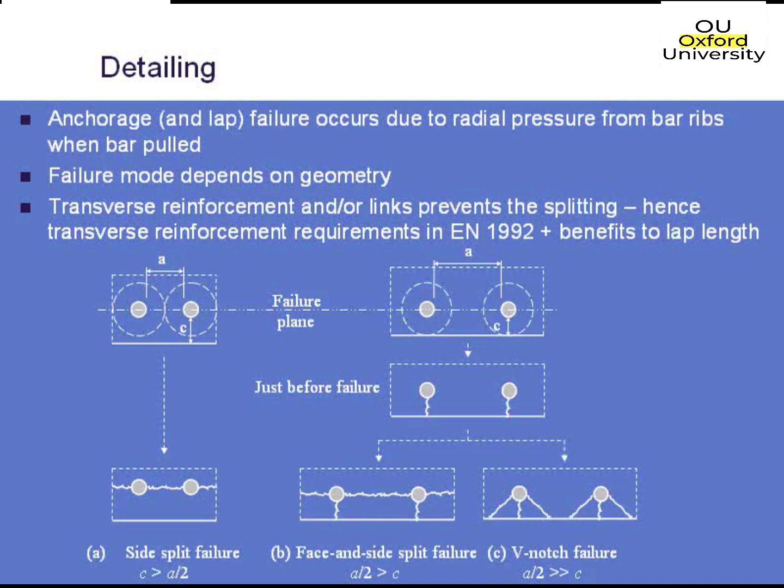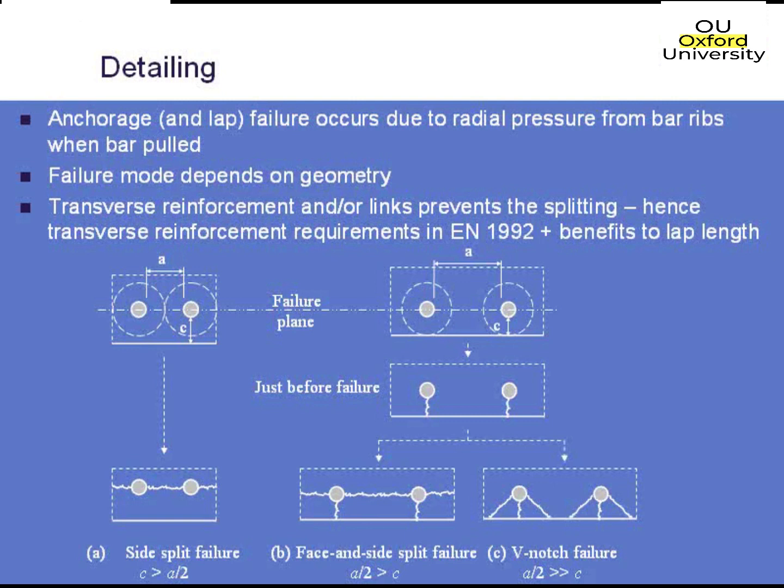The second method of failure will occur if you've got the cover being less than A divided by 2. In this situation, you'll end up with some cracks forming vertically from the bar down to the face of the concrete.